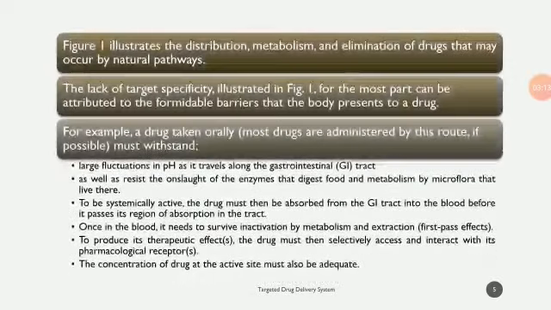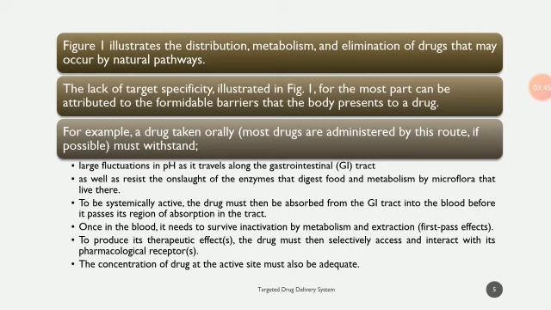The lack of target specificity, which is illustrated in figure 1, for the most part can be attributed to the formidable barriers that the body presents to a drug. For example, a drug taken orally, most drugs are administered by this route if possible, must withstand large fluctuations in pH as it travels along the gastrointestinal tract, as well as resist the onslaught of the enzymes that digest food and metabolism by microflora that actually resides in the gut cavity.